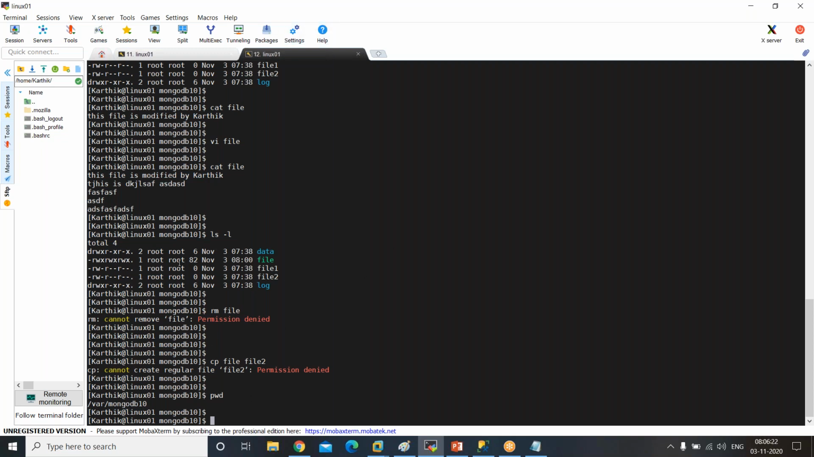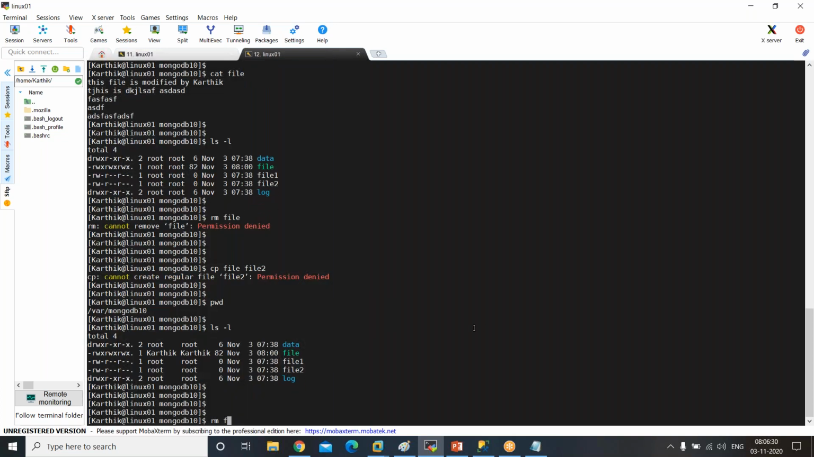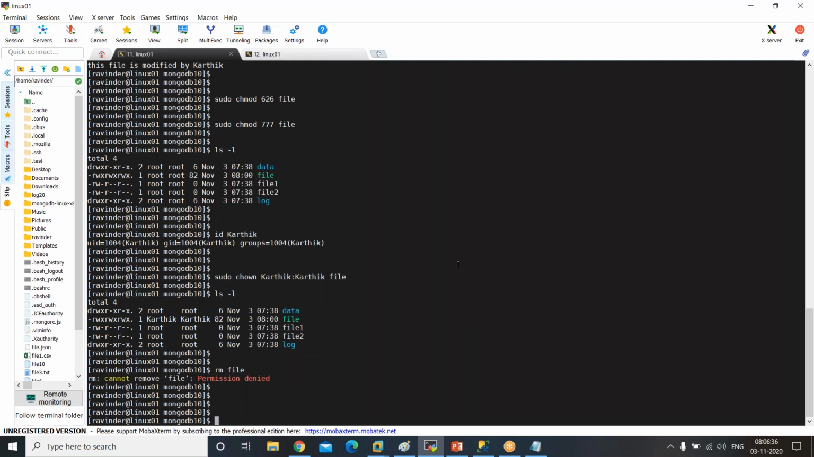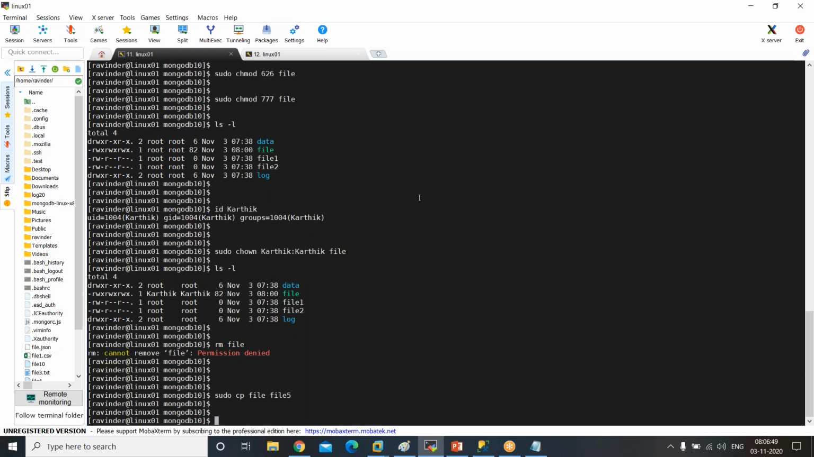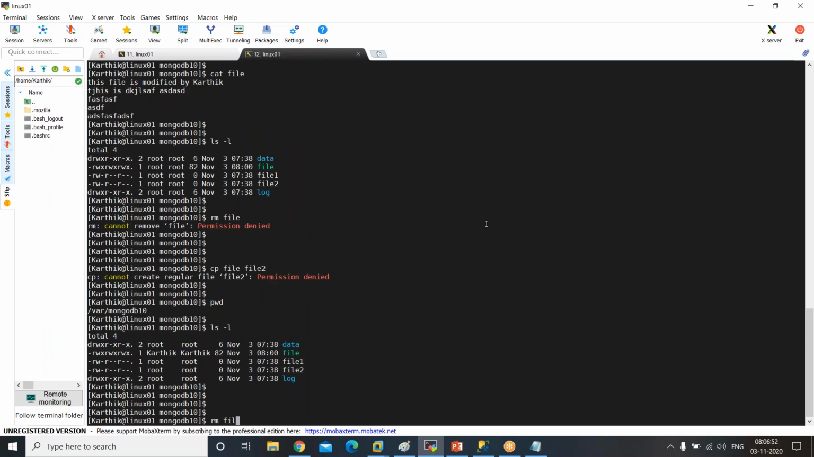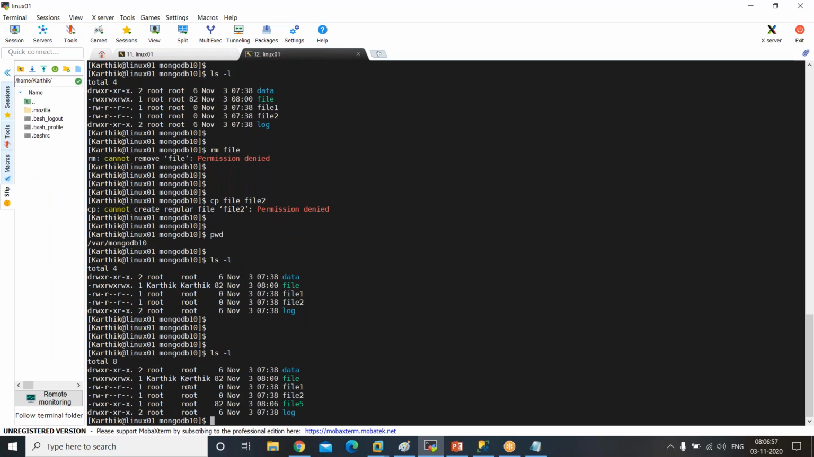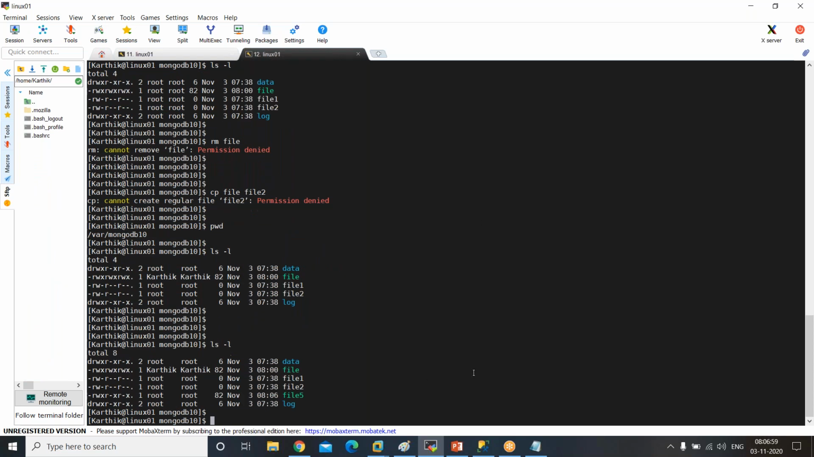So now this file, which file? Oh, it is removed already? All right. So now Karthik can remove the file. Before I delete it, I wanted to copy it. Who can copy? Root can do it. sudo cp file file2, file5, something I'll mention. Sudo can do anything. Anything means anything. So now if you see, there are 2 files, and Karthik only owns one file. You can only delete this file if you wanted to. So rm file.